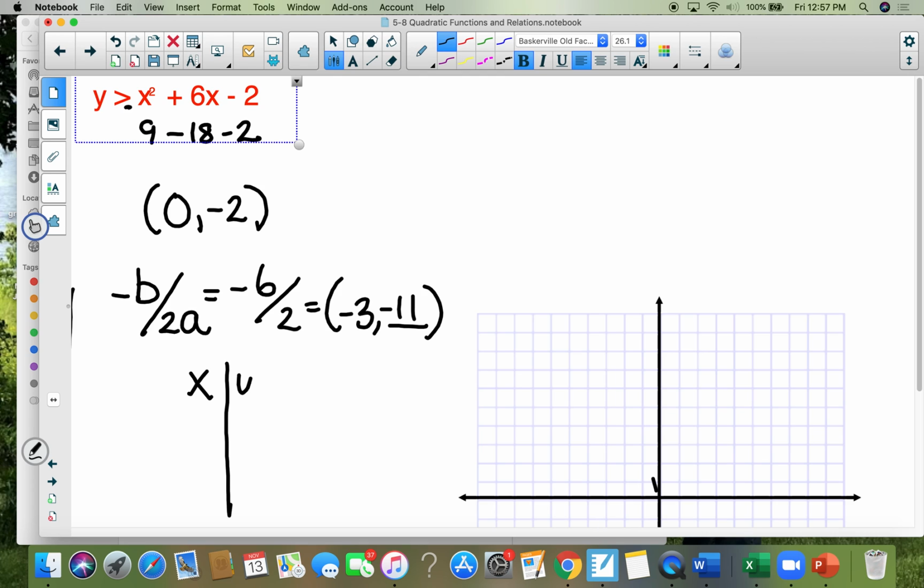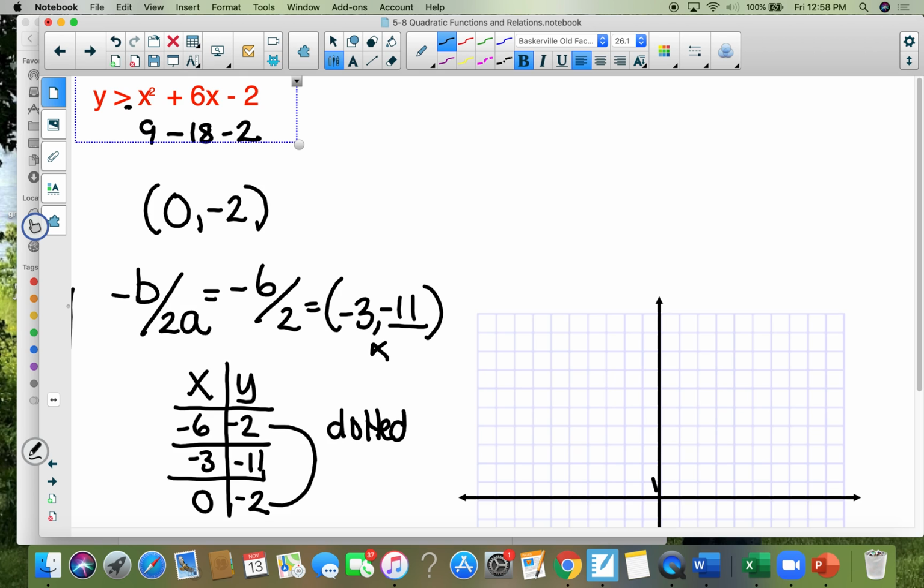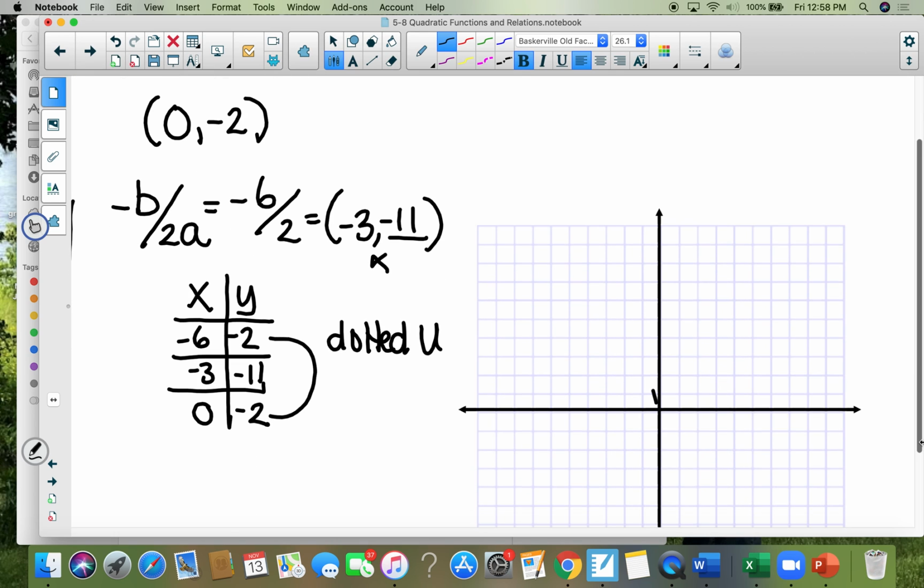Again, for the third section, you always put the vertex, which is this one, in the middle. Again, the 0 is after a negative 3. This one has to be a negative 6, and that has to match up with that one, which is a negative 2. It's going to be a dotted U because there's no line underneath it. So you're going to go negative 6, negative 2, 1, 2, 3, 4, 5, 6, negative 2, and 0, negative 2, and negative 3, 1, 2, 3, 4, 5, 6.